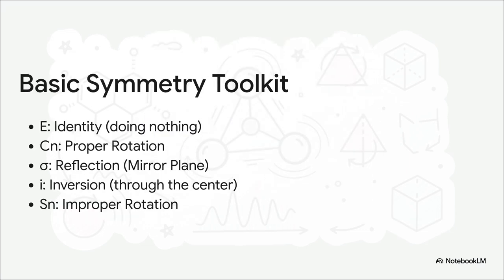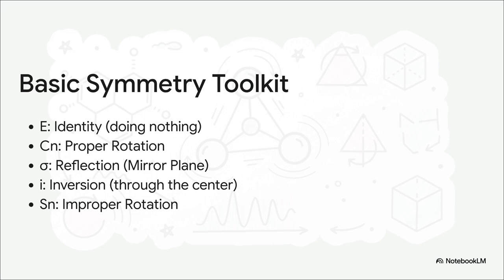So let's quickly recap our basic toolkit. We've talked about rotation and reflection. There are a few others that chemists use too, things like inversion and improper rotation, but the key idea is exactly the same. With just this handful of symmetry operations, we can fully and precisely describe the shape of any molecule in the universe.